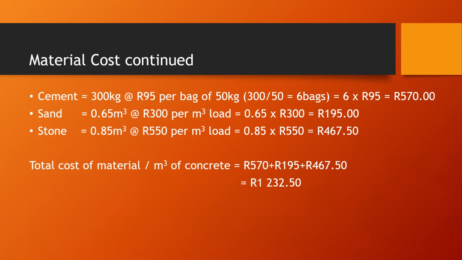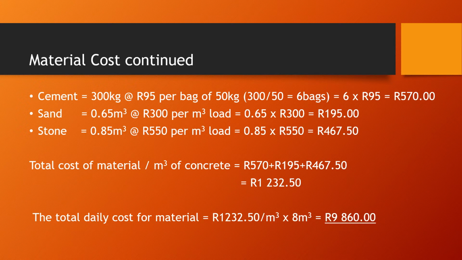So the total cost of the material per cubic meter of concrete is the cement, which was 570 rand, plus the sand, 195 rand, plus the stone, 465 rand 50 cents. So your total cost of material for 1 cube is equal to 1,232 rand 50 cents.